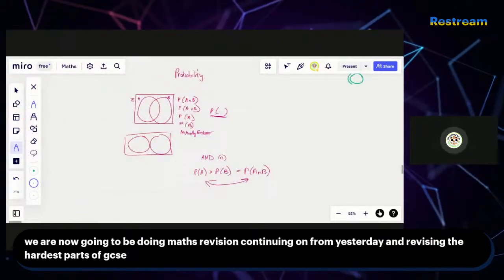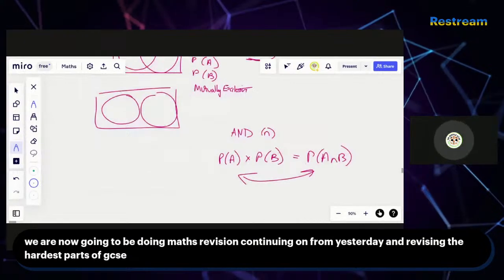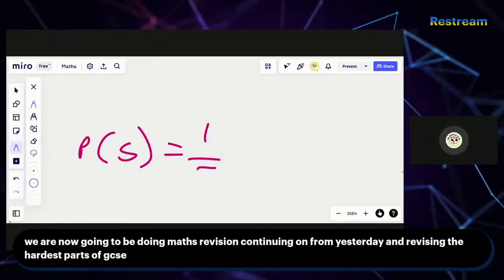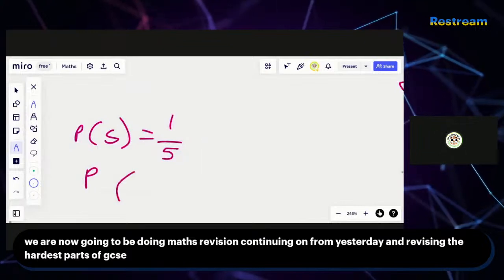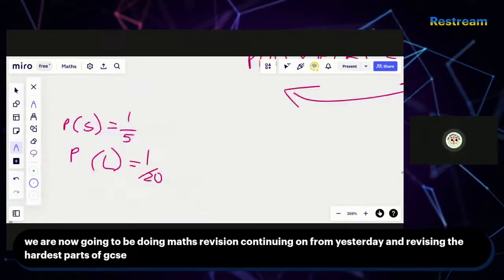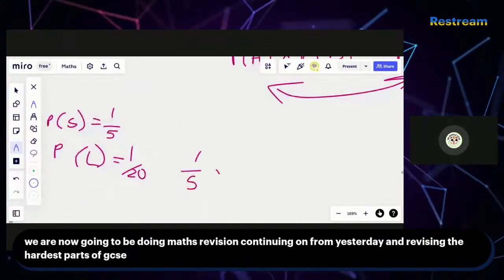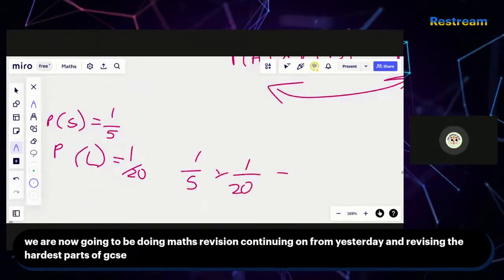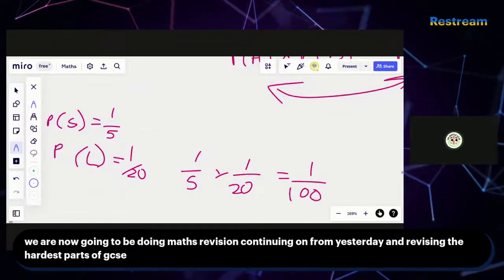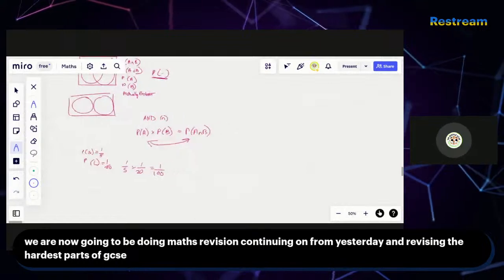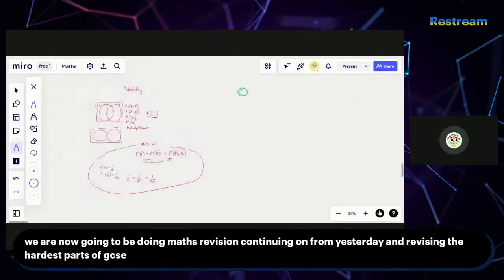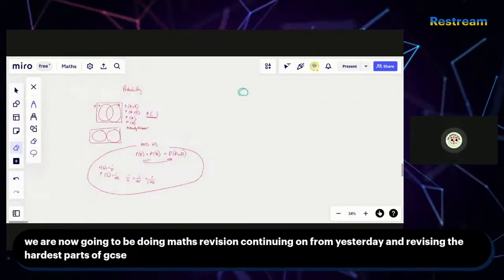For example, the probability that it's sunny tomorrow is 1/5. Now the probability that you're going to win the lottery is 1/20. So the probability that it's sunny and you win the lottery would be 1/5 multiplied by 1/20, which is 1/100. Now, "or". So "and" is when both things can happen at the same time. "Or" is when we're talking about something that's mutually exclusive.